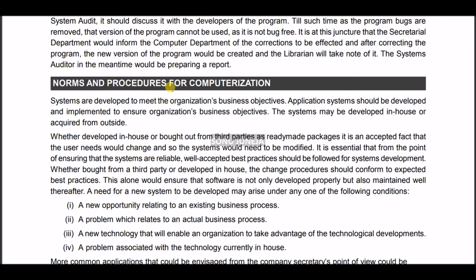So, norms and procedure for computerization. The systems are developed to meet the organization's business objectives. An application should be developed and implemented to ensure organizational business objectives. The system may be developed in-house or acquired from outside. Whether developed in-house or bought from third parties as ready-made packages, it is an accepted fact that user needs will change and so the system would need to be modified.